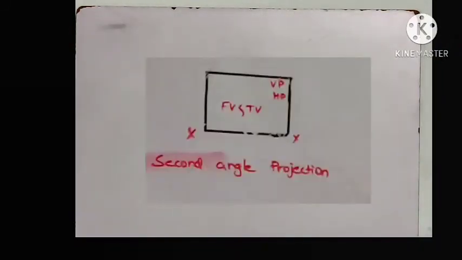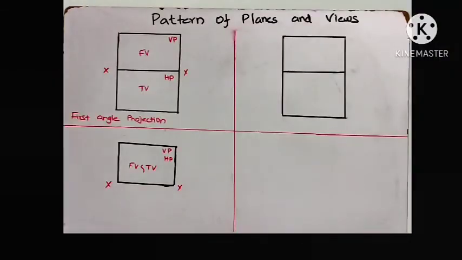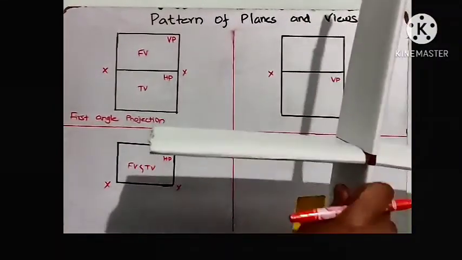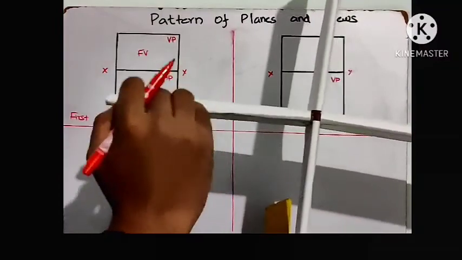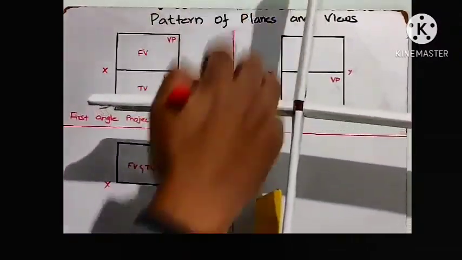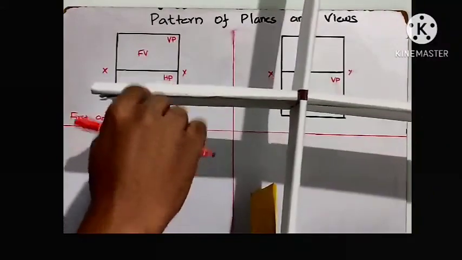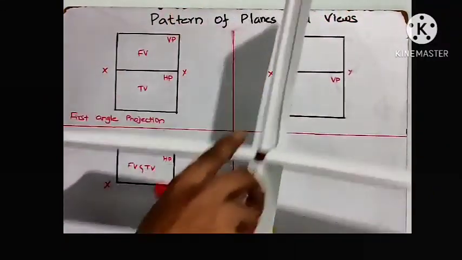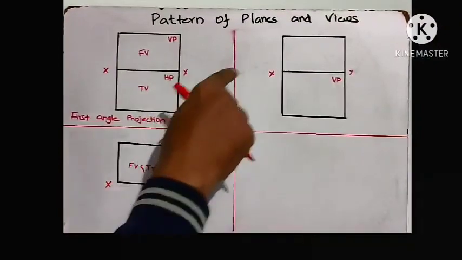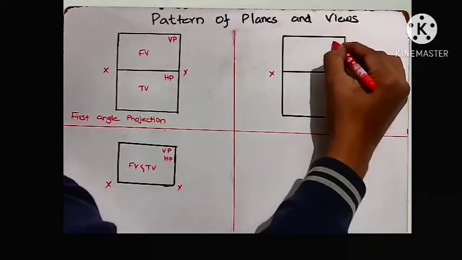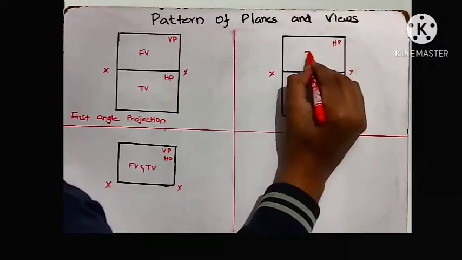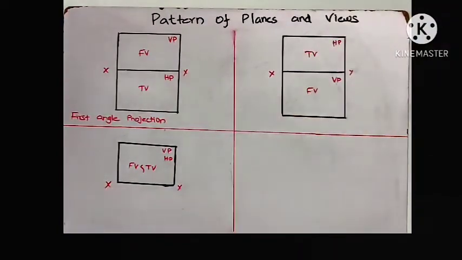As shown in the image, in the second quadrant, the vertical plane and the horizontal plane will overlap, something like this. Let's move to the third quadrant. When you rotate the horizontal plane of the third quadrant clockwise by 90 degrees, the horizontal plane will go above the reference line. So this is the third quadrant. When you rotate this, it will go above the reference line, and you will get a pattern of planes something like this. The vertical plane will be below and the horizontal plane will be above, and you will get the top view here and the front view here.